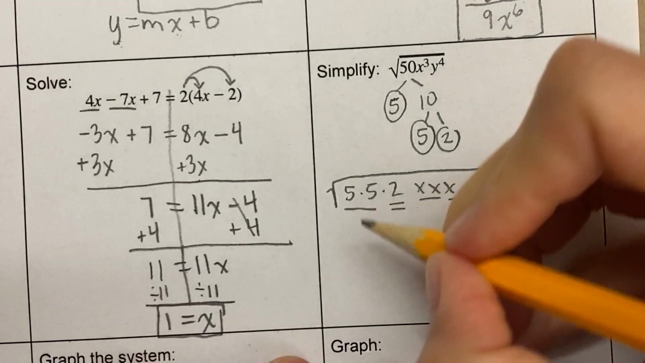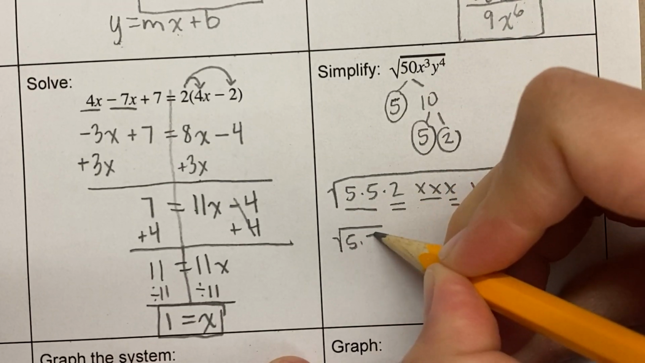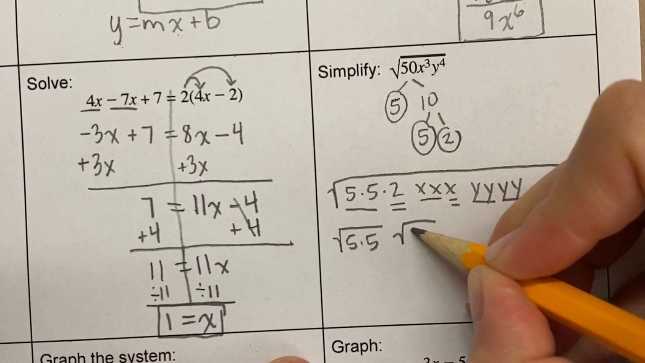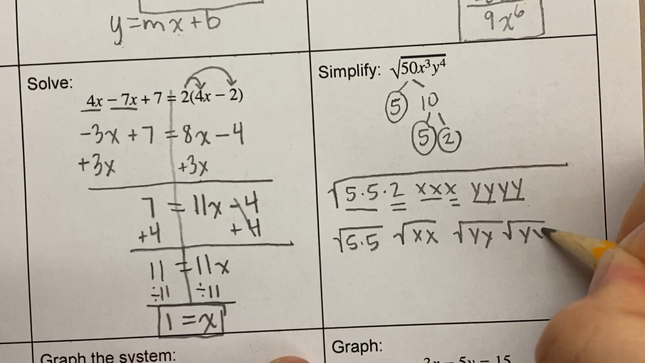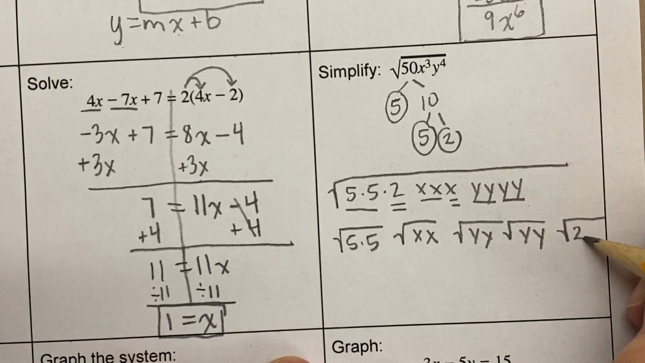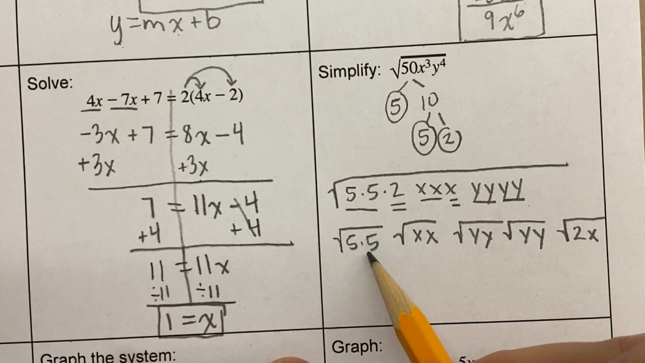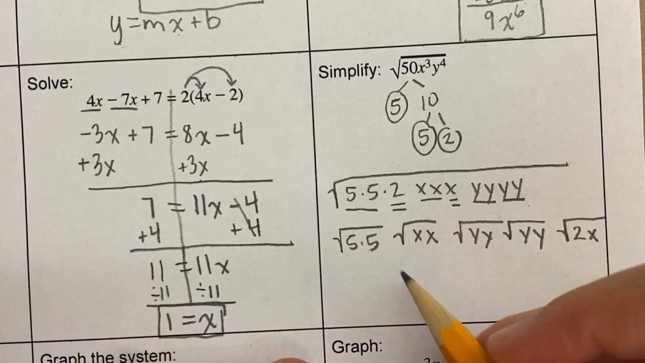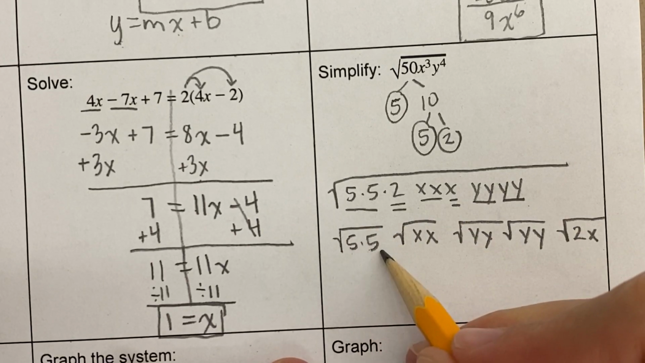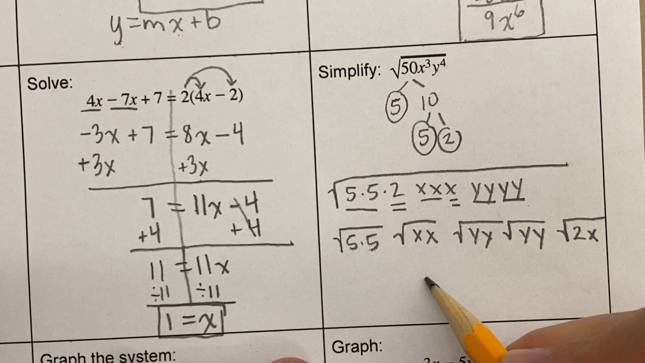Okay, and remember what happens, right, is that this double goes in its own house, this double goes in its own house, and then these singles stay in this house over here. Now what happens? This is 5 times 5, which is 25, but it's the square root of 25. So this just becomes a 5, right? A double 5 here becomes just a 5.